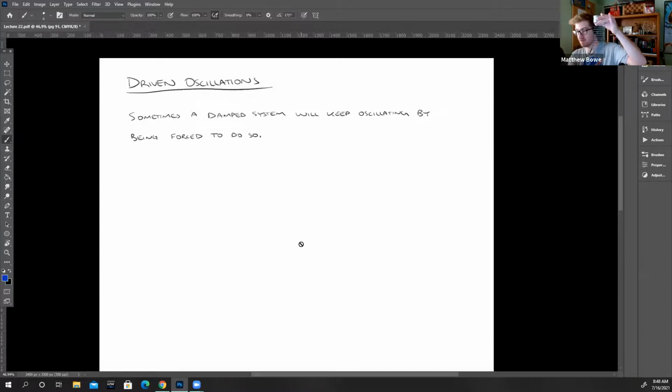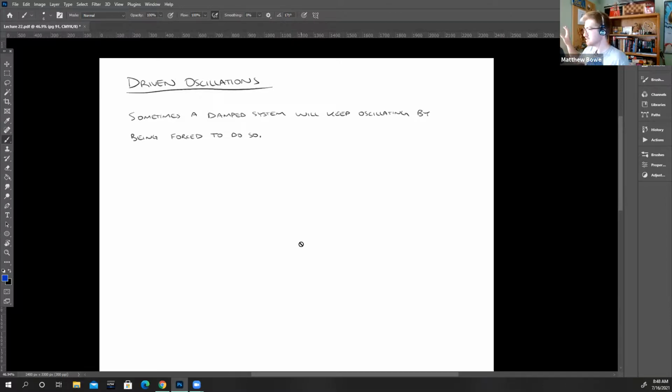But maybe it will be forced by either my hand moving this up and down, or in the case of a pendulum, imagine that pendulum we saw earlier. The pendulum is swinging. It will eventually slow down and stop. It's being damped. The oscillation is slowing down. There would be a force that gets it back up to speed, someone pushing it.